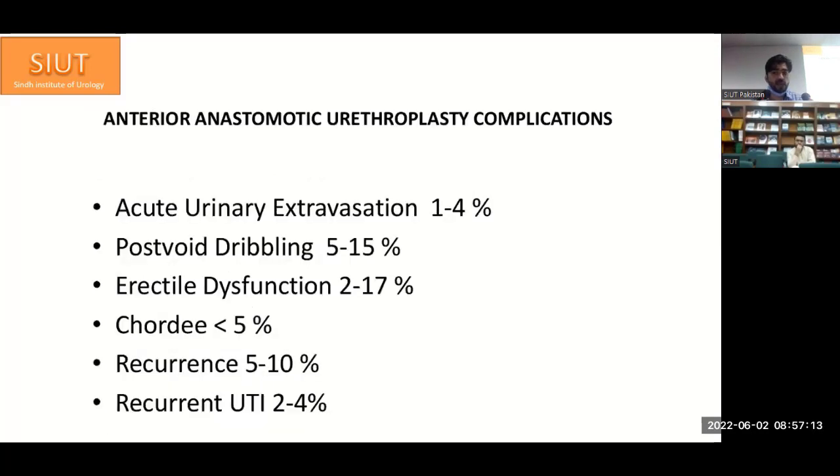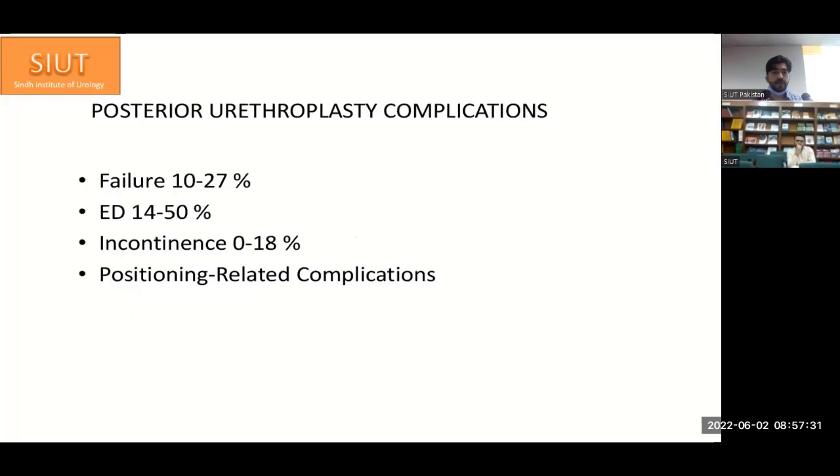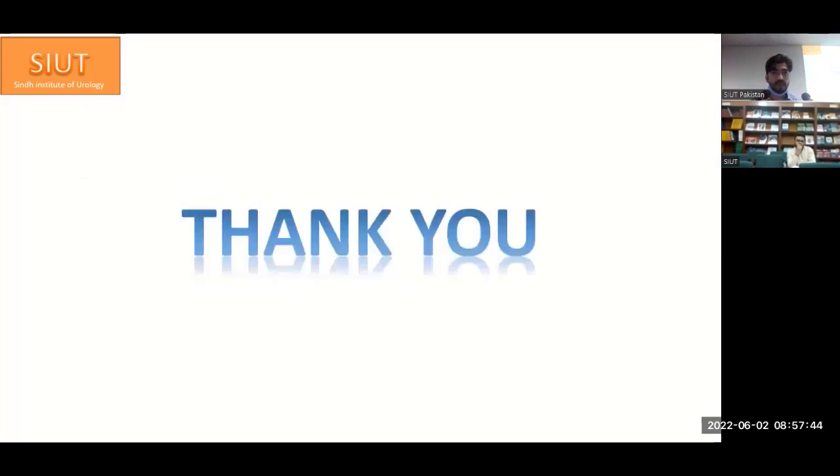Anterior anastomotic urethroplasty complications: acute urinary extravasation 1 to 4%, post-void dribbling 5 to 15%, erectile dysfunction 2 to 17%, chordee less than 5%, recurrence 5 to 10%, recurrent UTI 2 to 4%. Posterior urethroplasty complications: failure 10 to 27%, ED 14 to 15%, incontinence 0 to 18%. Positioning related complications also can occur.